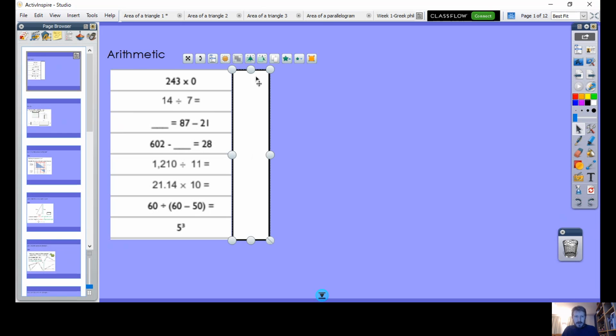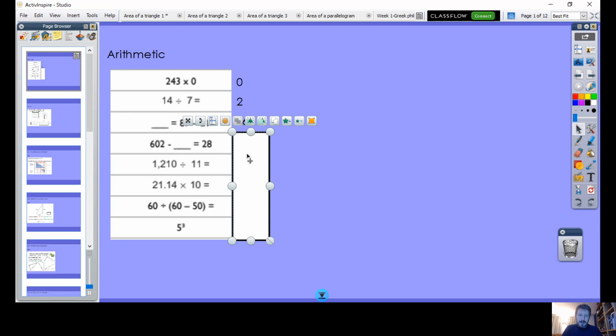Okay, let's look at the answers. 243 times 0 is 0, anything times 0 is 0. 14 divided by 7 will be 2, because 2 times 7 is 14. 87 take away 21, we've got 66. 602 take away 574 will give you 28. Hopefully you didn't add those two numbers together, and if you did, you realised that a larger number in there wouldn't make any sense.